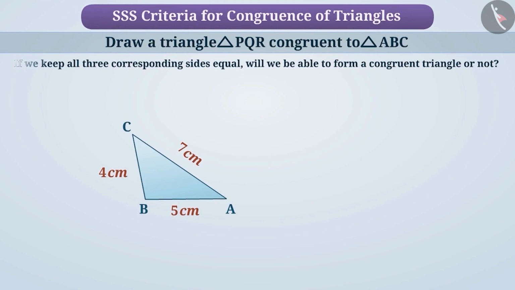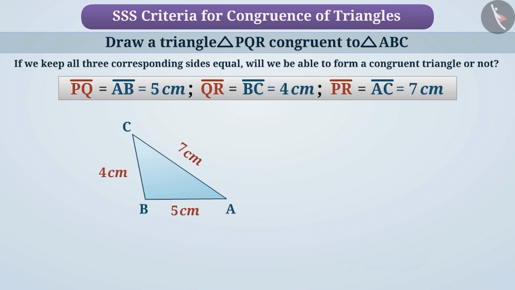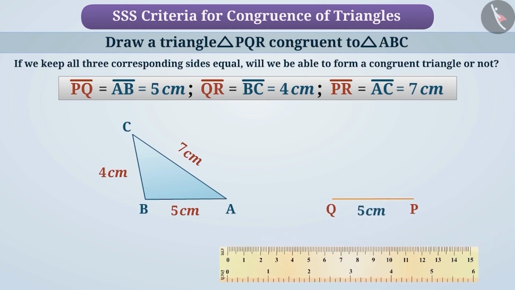Now let's verify if we keep three corresponding sides equal, will we get triangle PQR congruent to triangle ABC or not? To draw triangle PQR, we have PQ is equal to AB is equal to 5 cm, QR is equal to BC is equal to 4 cm, and PR is equal to AC is equal to 7 cm. First, we will draw the line PQ with length 5 cm. Now, we have to find the location of point R, but the condition is that PR should be 7 cm long and QR should be 4 cm long.